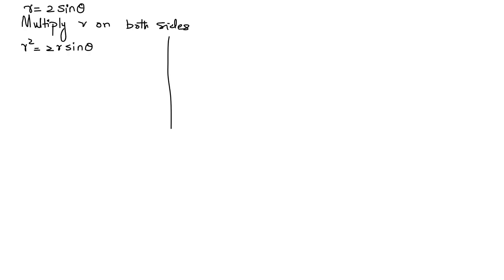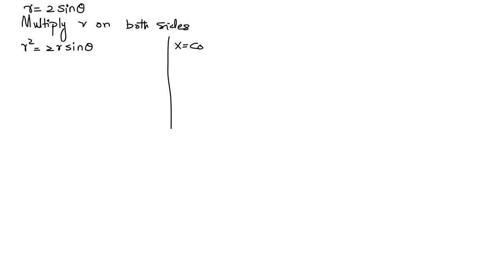Now the second part is r is equal to 2 times sine of theta. In this case, the first step is that you have to multiply r on both sides. So on the left side, it will become r square, and on the right side, it becomes 2r into sine of theta.